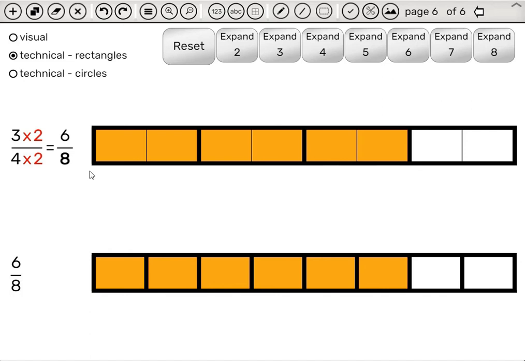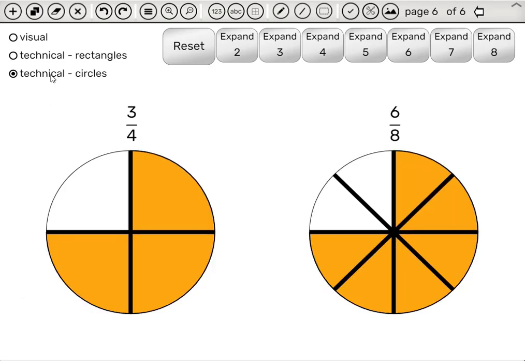And we also see this in the visual representation. The original divisions are bold, and the expansion added thin lines. We can erase this expansion by dragging a reset and placing it on the fraction. Okay, let's move to the technical circles mode. And we can do the same thing.